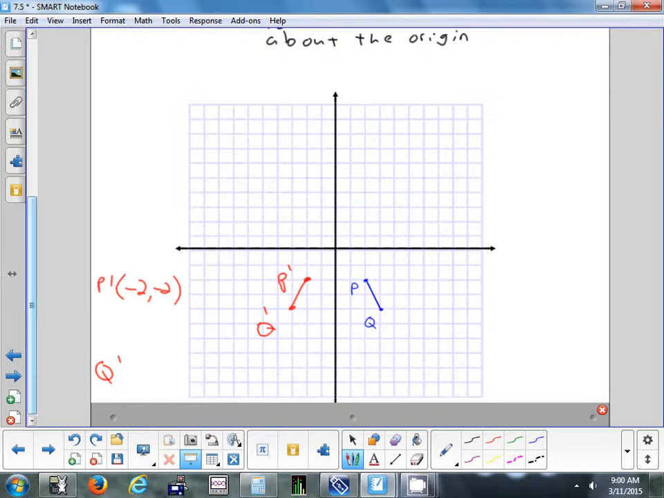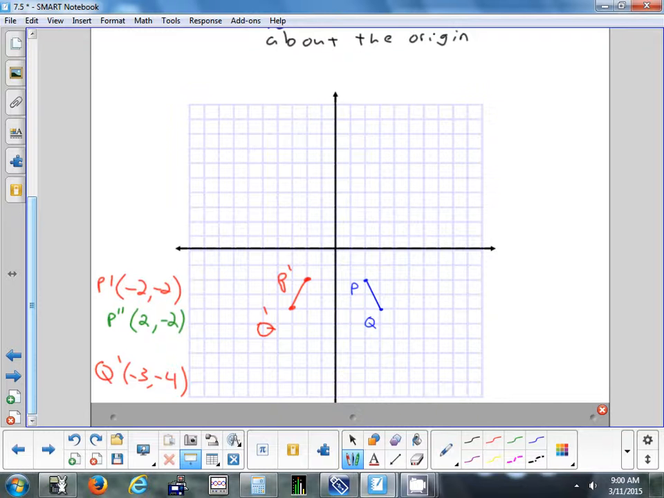Q prime is negative 3, negative 4. Okay, who can remind me again, what's the trick to rotate 90 degrees counterclockwise? What do we do? Selena? Switch the numbers and then make the first one negative. So when we switch negative 2, we get negative 2, negative 2, and make the first one negative, which in this case it already is, so it becomes positive.